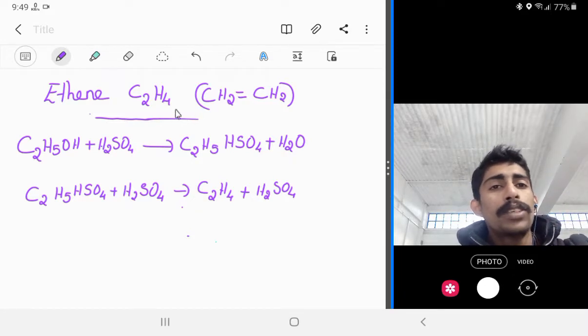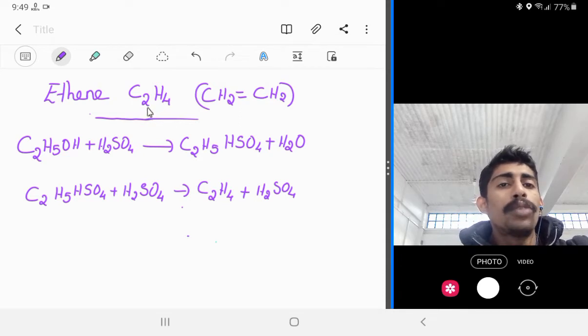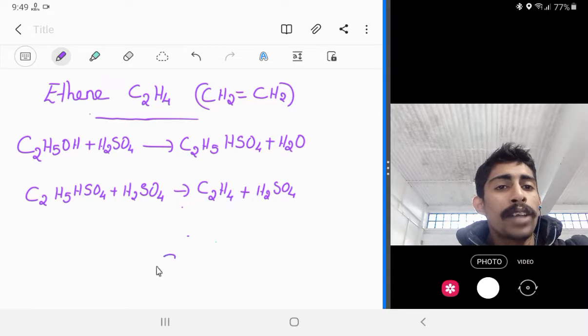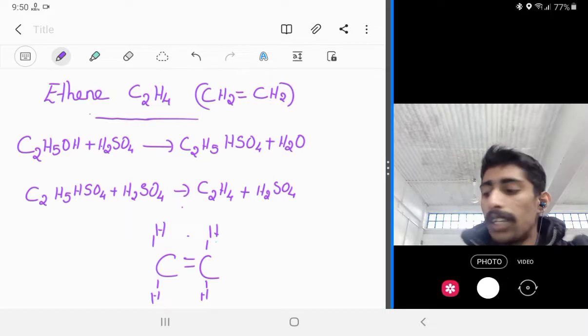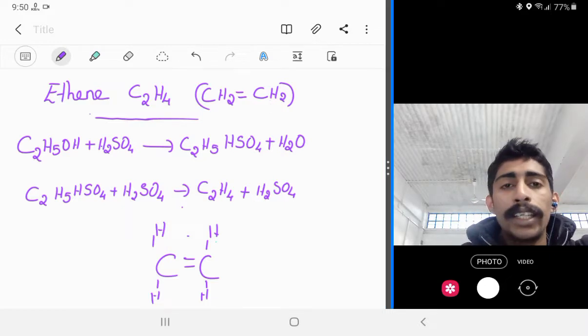Ethene means how many carbon atoms? There are two carbon atoms, and the bond between the carbon atoms is a double bond. So the structure of ethene is like this. Two hydrogen atoms are attached to each carbon atom, so we get CH2 double bond CH2. First, we have to study how we can prepare ethene.